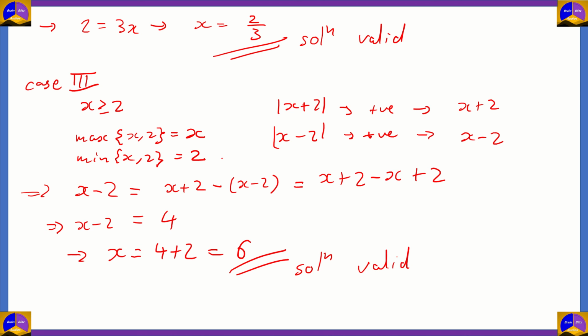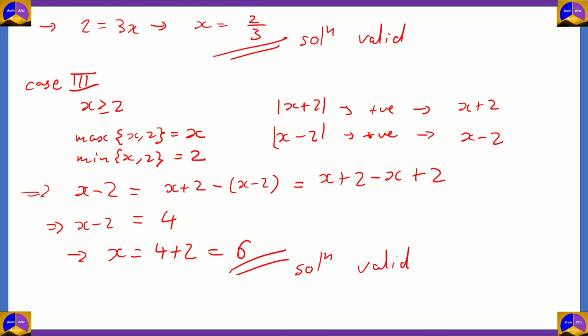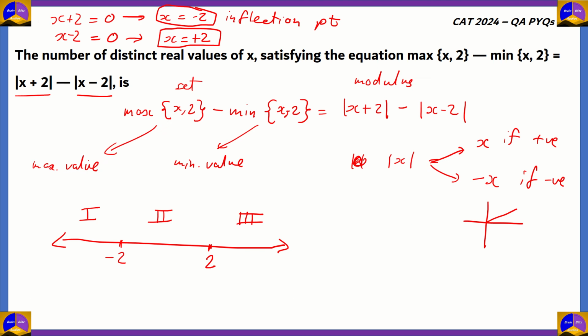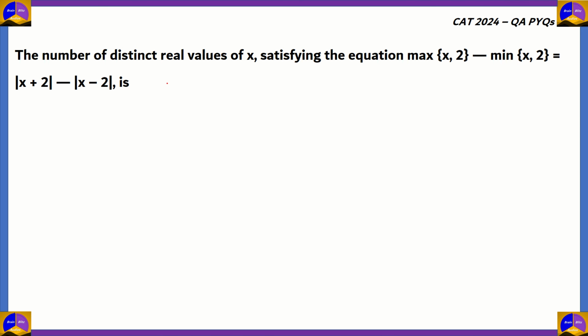So 2 by 3 as a solution for x is valid. 6 as a solution for x is valid for case 3. However, it is not valid for case 1, where x has to be less than or equal to minus 2. So since we have 6 as a valid solution and 2 by 3 as a valid solution for the second and third cases, this means that the number of distinct real values of x satisfying the equation is 2. So in the final answer, in the CAT exam, you would have to type in 2 as your answer.